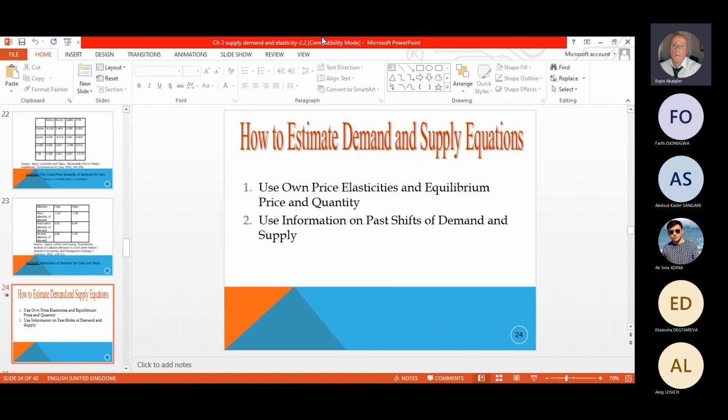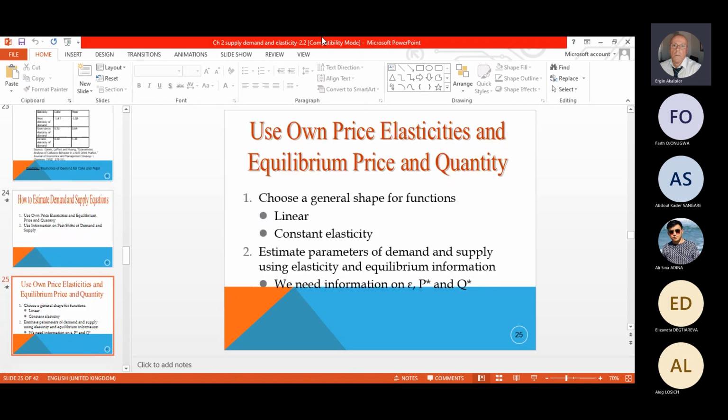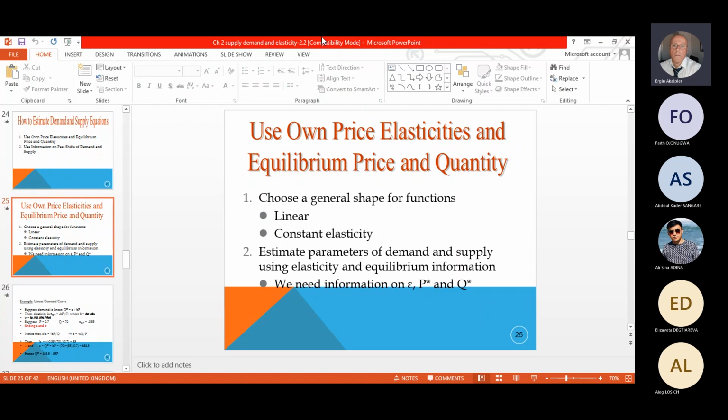And how to estimate demand and supply equations, we are also questioning in this chapter by using the elasticity. Of course, this will facilitate knowledge for you before estimating elasticity. You can easily determine elasticity by using some facilities to speed up your estimations and calculations. You may use own price elasticity and equilibrium price and quantity, and use information on past shifts of demand and supply.